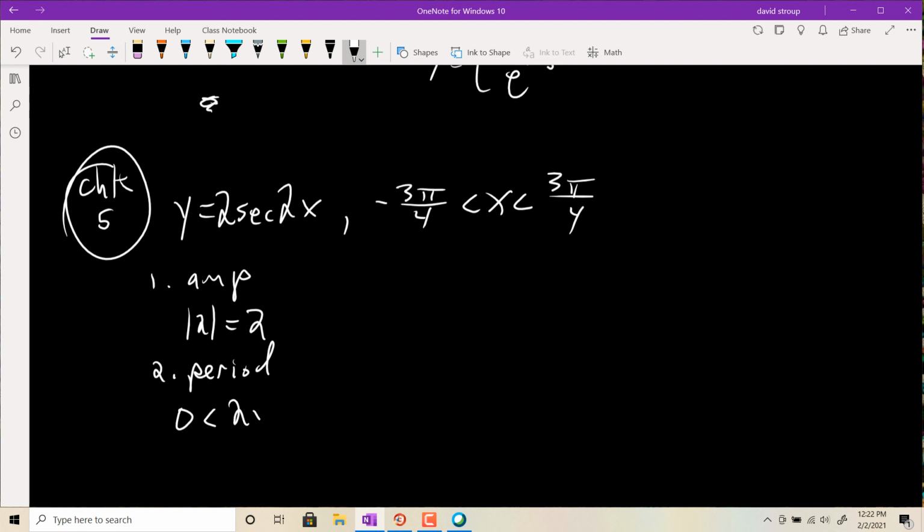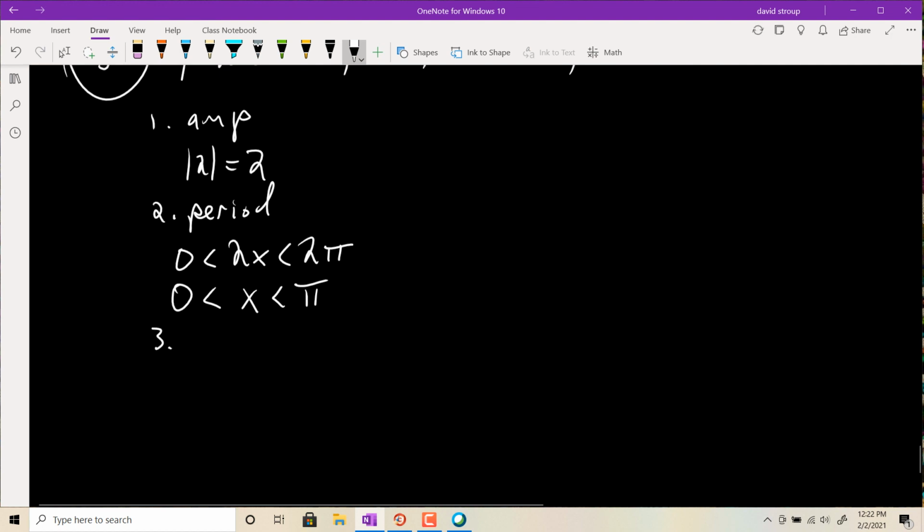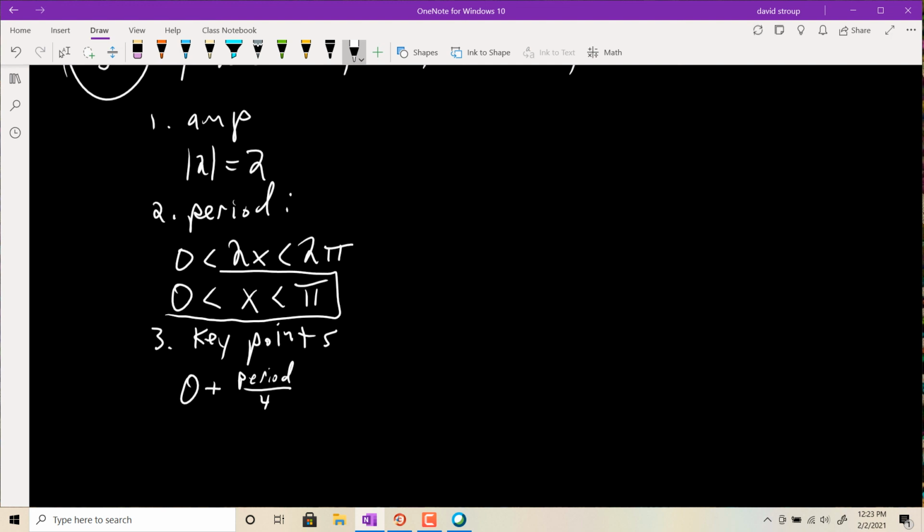I'm wedging 2x in between 0 and 2 pi, and then I divide everything by 2, obviously, so this is 0 to pi. And then for your key points, I'll try not to screw that up this time. You're starting at 0, and then you're adding in the period over 4. If I didn't make it clear, the period in this case is just, using this inequality, you take pi and subtract away 0, and you get pi. So the period in this case is pi, so we're moving by pi over 4s.